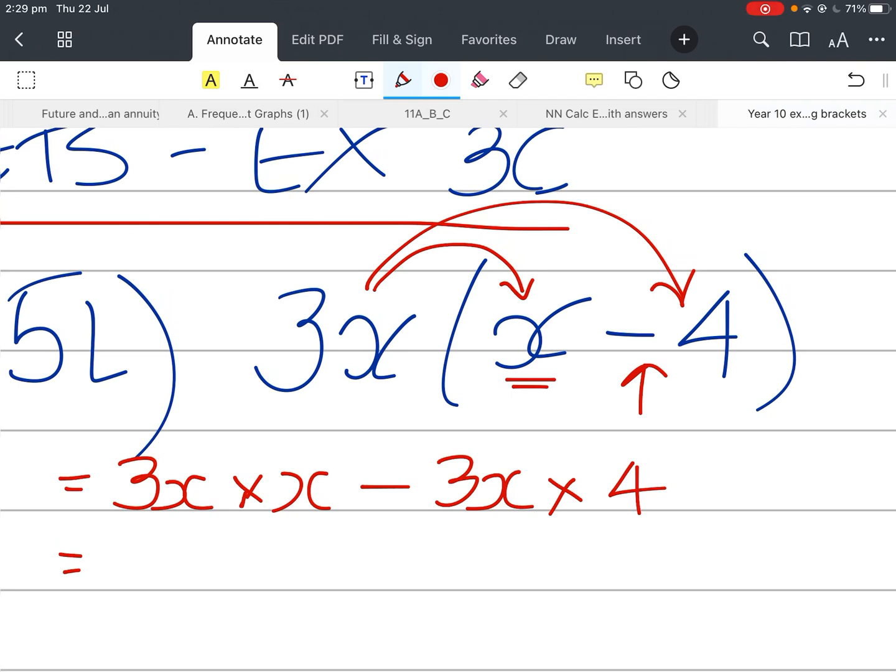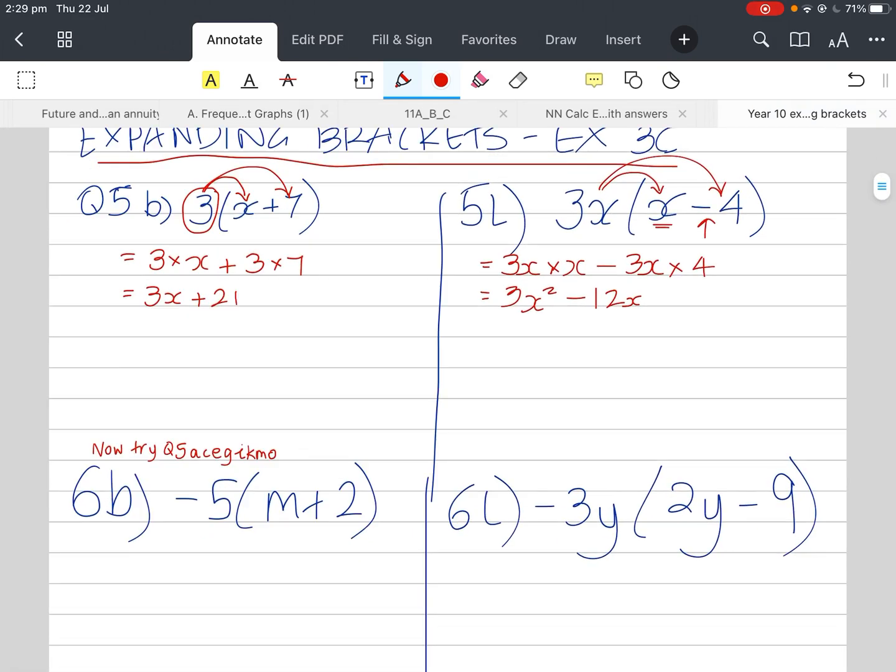Right, so let's figure out what that means in terms of brackets now. So 3x times x means 3. Now, if you remember, when we have 2 x's, that means x squared, okay? So we abbreviate that as x squared. Minus, now we've got 3x times 4, so you've got two numbers there, 3 and 4, so we multiply. 3 times 4 is 12, and we've got 1x sitting there, so we write down x. So that's my answer for that one. Hopefully that's okay. Write me a comment if you're not sure.